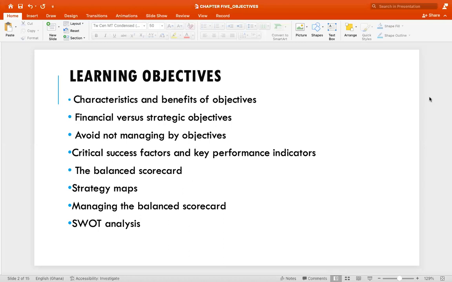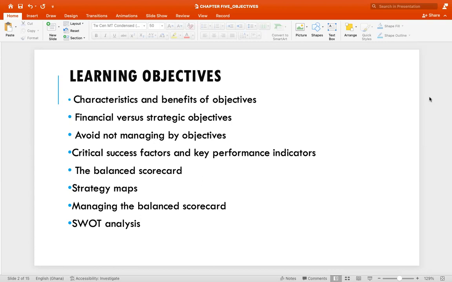So we'll be looking at the characteristics and benefits of objectives. We'll look at financial versus strategic objectives. Yesterday, I gave a hint on this when somebody asked the question. We'll look at how to avoid managing by mistakes, by objectives, sorry. So if you don't manage by objectives, normally you are likely to go into some mistakes, and you want to avoid that by managing your organization through the setting of objectives.